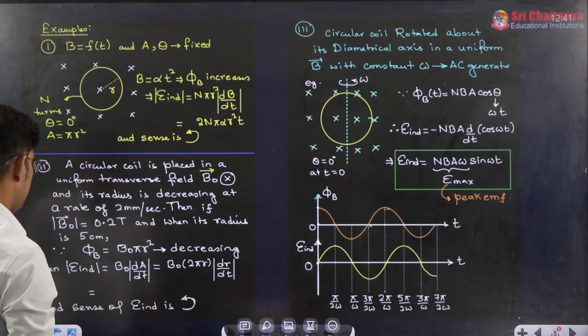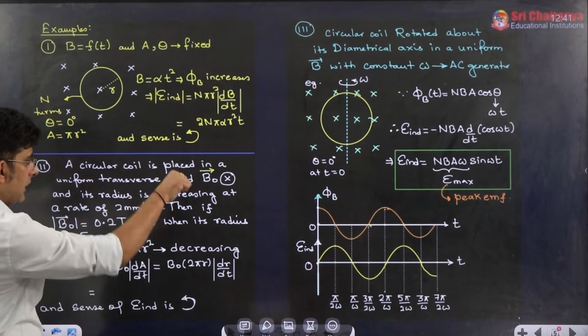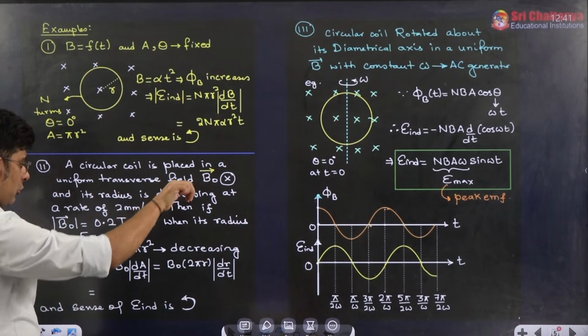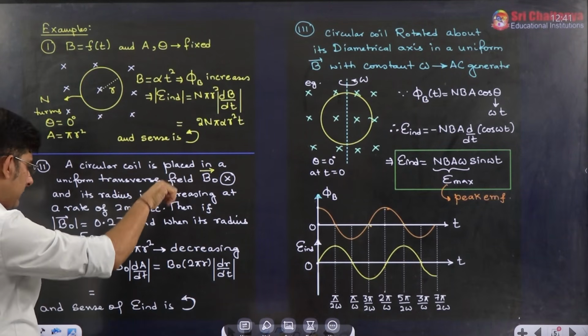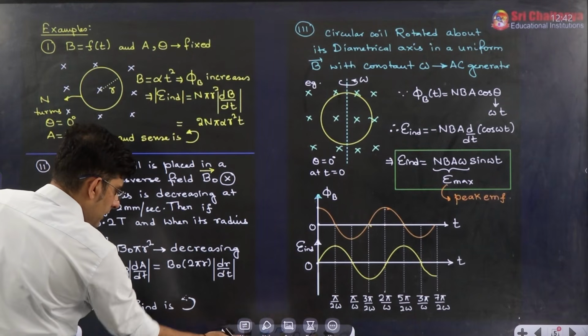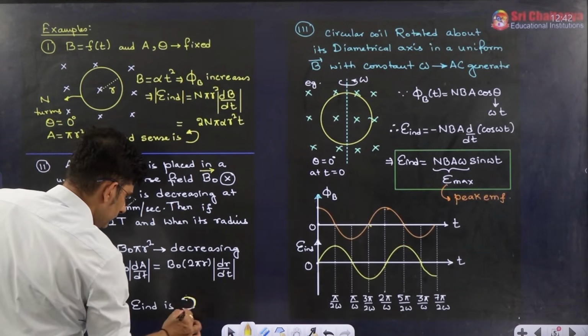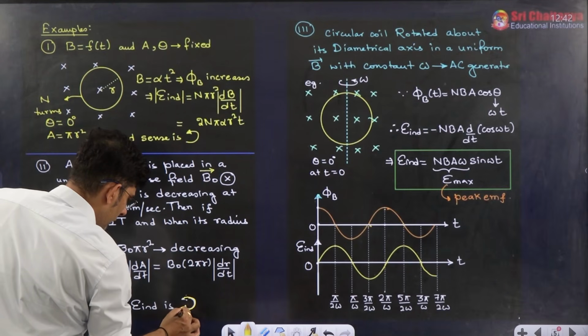Okay, I think here we have to make this correction. Original field is into the page, so flux is also inside, it is decreasing, so it should support. So it should not be here, it should be corrected to clockwise.